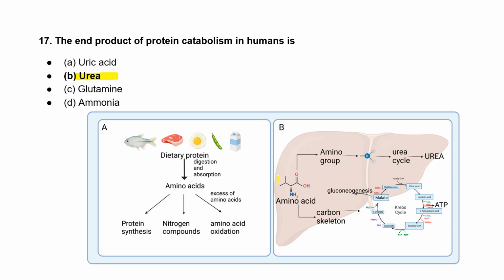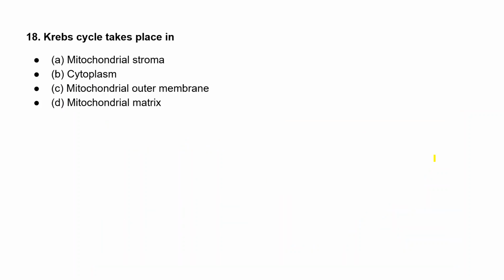So how is this urea formed? This is the amino group, right? Amino acids give the amino group, and this amino group will go through the urea cycle. This urea will form. So urea is the end product of protein catabolism.